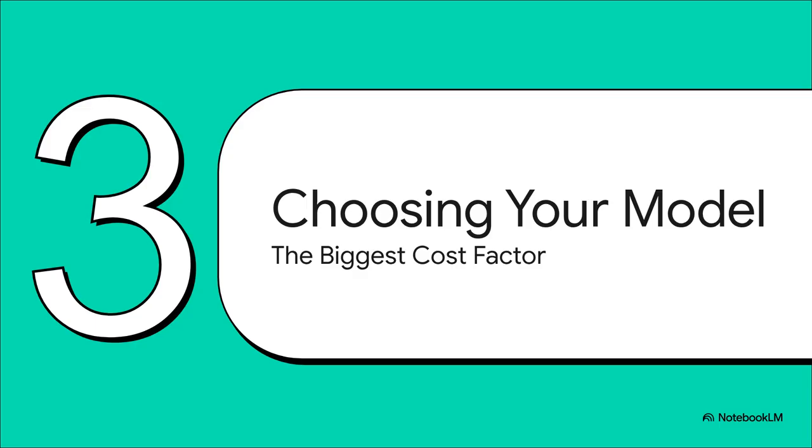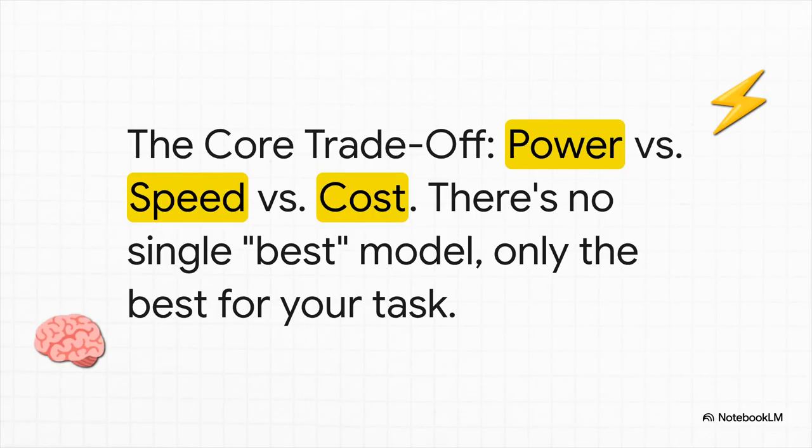Okay, so now that we're all on the same page about tokens, let's get into the models themselves. Because really, the model you choose is the single biggest lever you can pull when it comes to your final cost. When you're picking a model, you're always making a strategic choice. It's a balancing act, right? A trade-off between raw power, sheer speed, and of course, cost. There is no best model, period. There's only the best model for the job you need to get done.